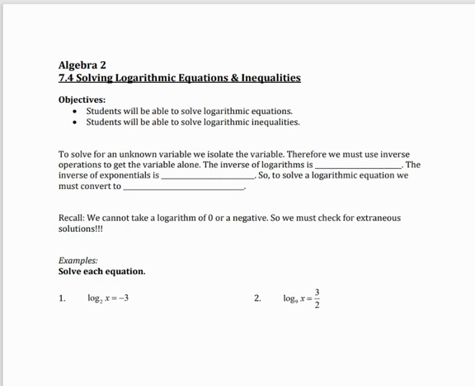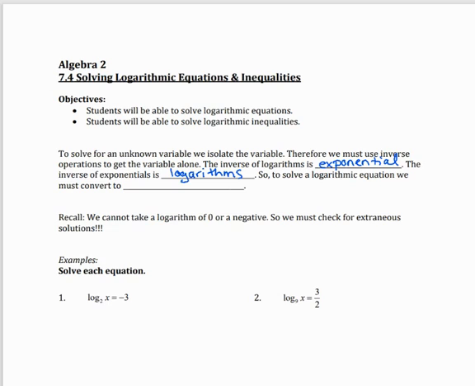If I have x plus 5, we subtract 5. We use subtraction, the inverse. So when we're solving for logarithms, we need to use its inverse. The inverse of logarithms are exponentials, and the inverse of exponentials is logarithms. So to solve a logarithmic equation, we must convert to exponential form.